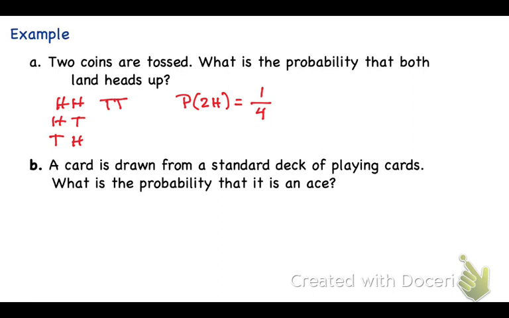Okay, a card is drawn from a standard deck of playing cards. How many are in a standard deck? 52. What is the probability that it is an ace? There's 4 out of 52. Or if you think about it, it's 1/13, because how many suits are there? There's 4. So 4 suits. So it's 1/13.